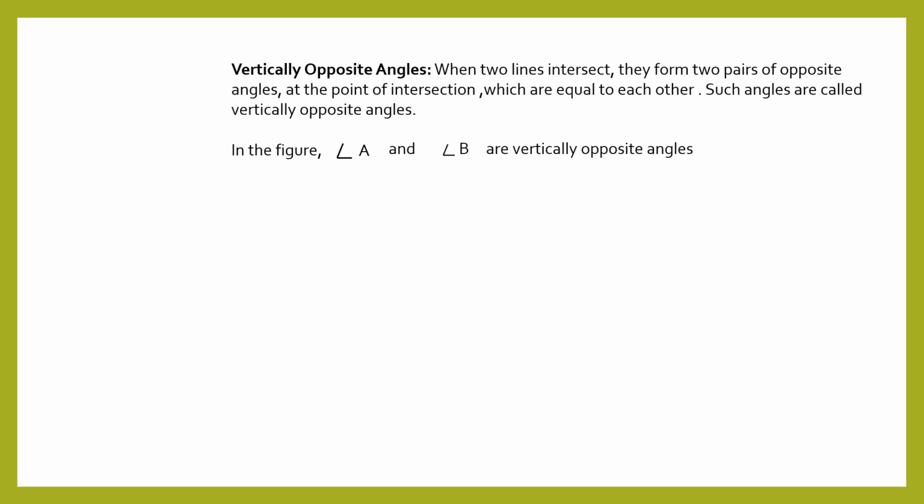Now, let us understand the vertically opposite angles. When two lines intersect, they form two pairs of opposite angles at the point of intersection, which are equal to each other. Such angles are called vertically opposite angles. In the figure, angle A and angle B are vertically opposite angles. With this, we come to the end of learning about lines and angles.